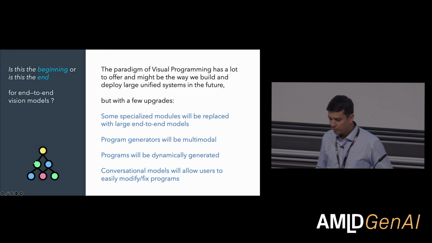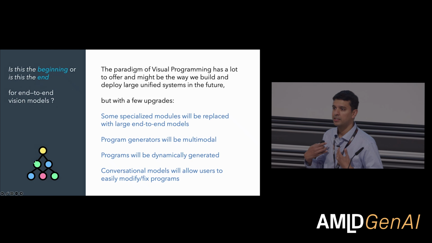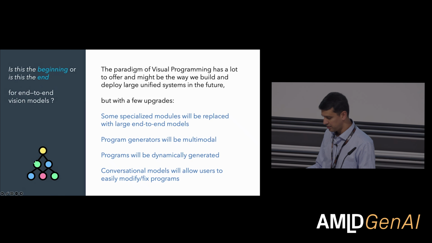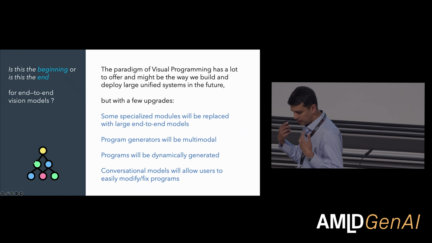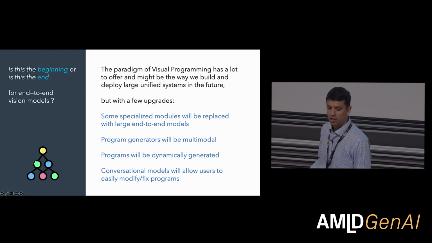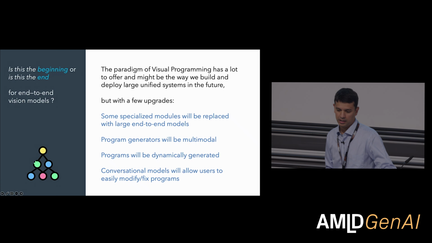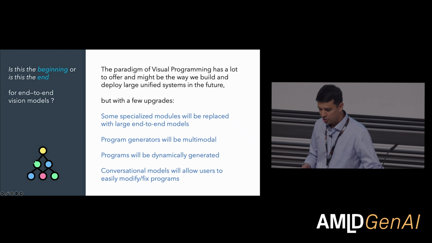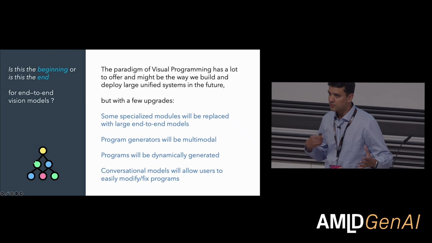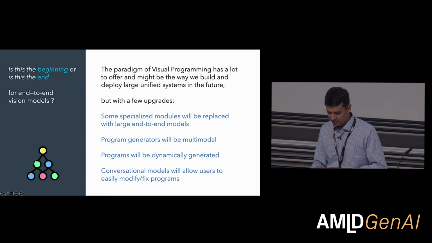And then, of course, we haven't really touched upon the ability to converse with these models in order to fix errors. As chat models have gotten a lot more capable, I think there's a lot of interesting research that we can do to bring it into computer vision paradigms such as these. So I think there's a lot of promise in both of these ways of building computer vision systems.